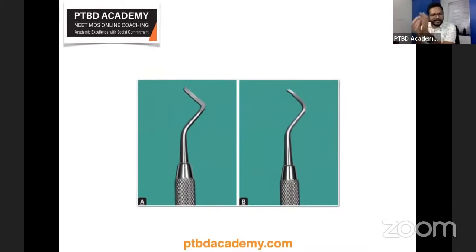Now, again, we have a particular instrument. Identify what this instrument is and what the difference is between the left illustration and the right illustration. No, 28 is not the tooth number, okay? It's a manufacturer's identification number.